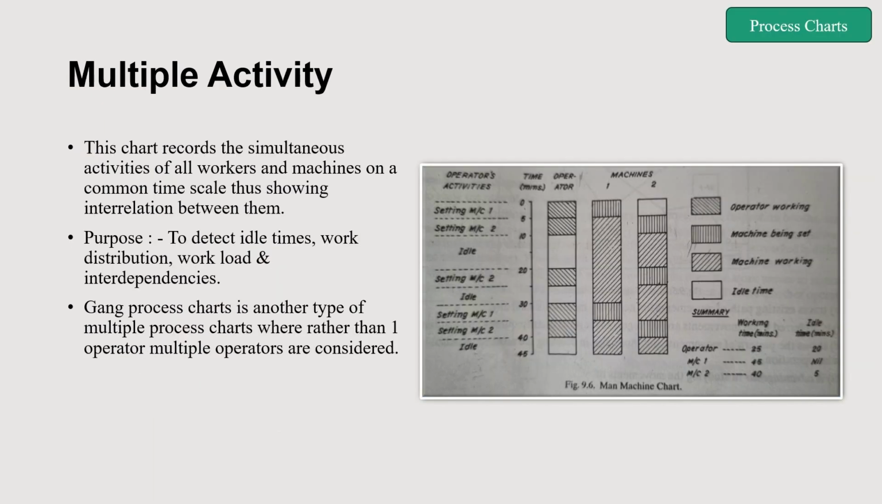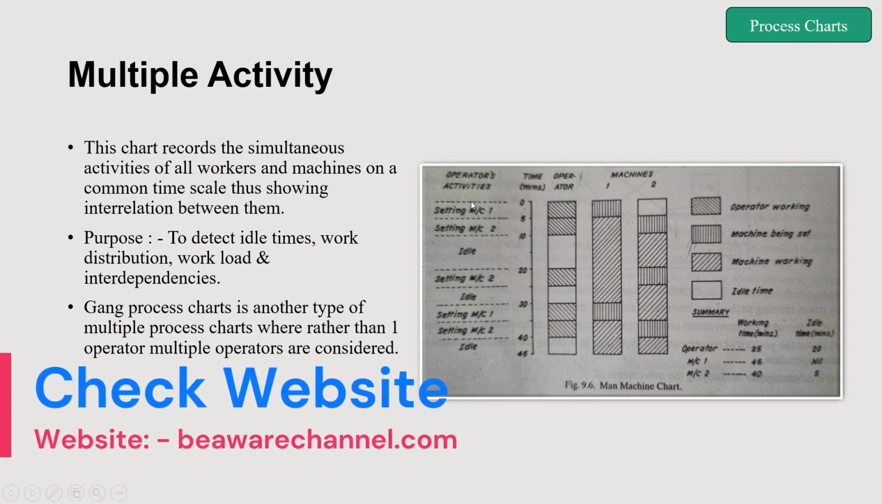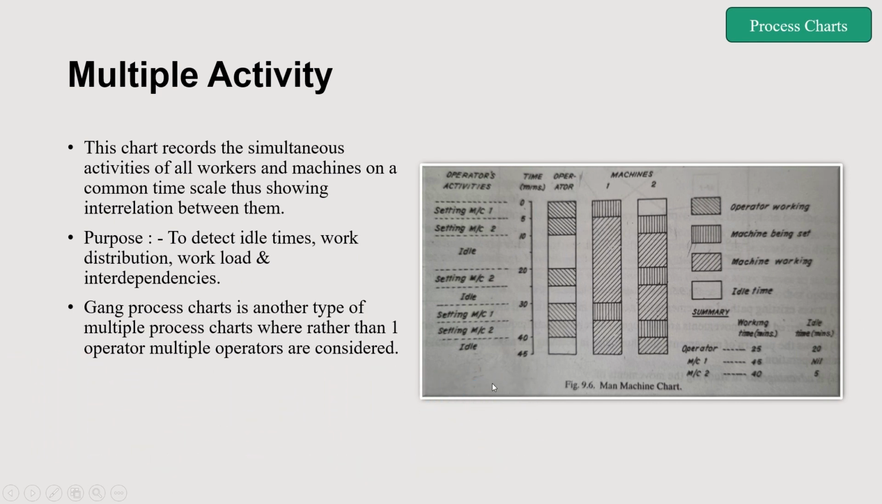So when we go to the multiple activity chart, this is basically a type of process chart, and this is used in order to record simultaneous activities of all the workers and the machines on a common time scale. If you look on the right side, we have an image where we are plotting this multiple activity chart, where you can get a relationship between man and machine.